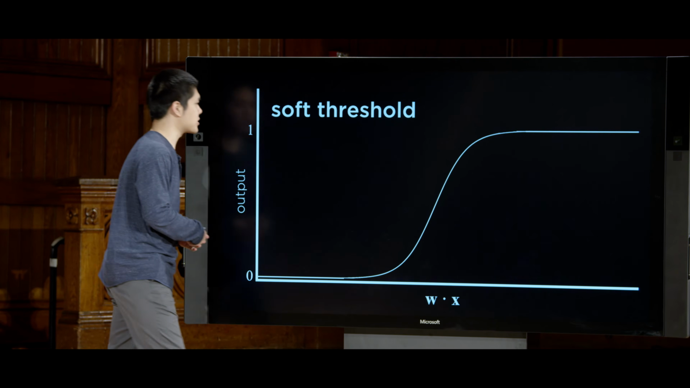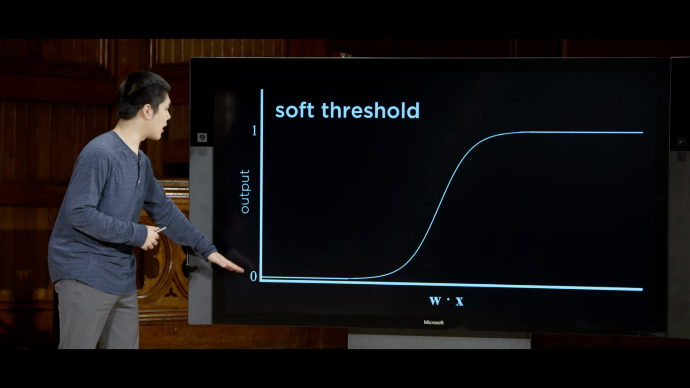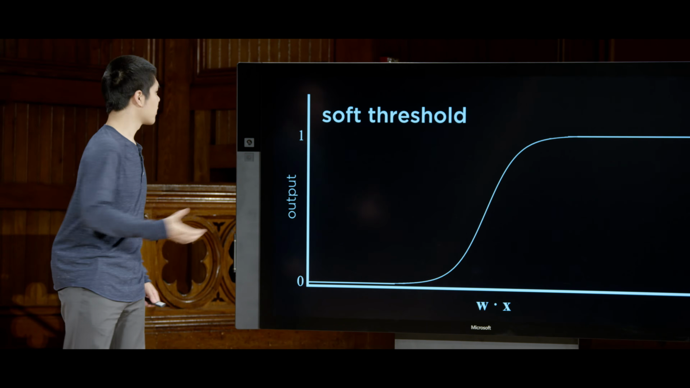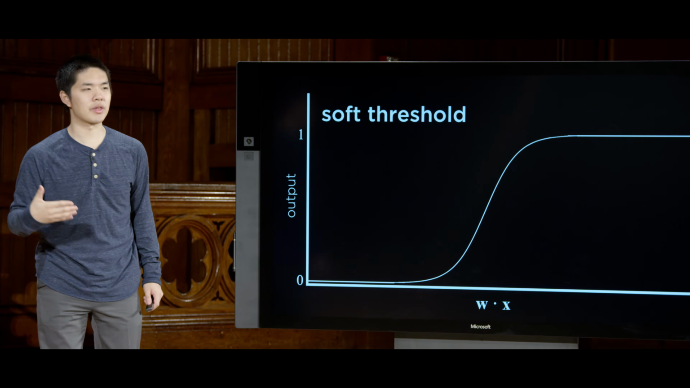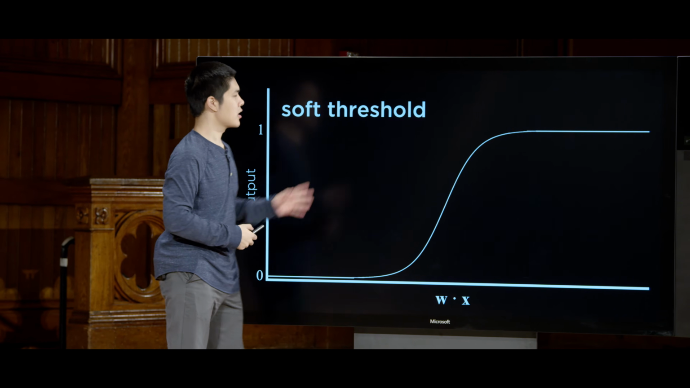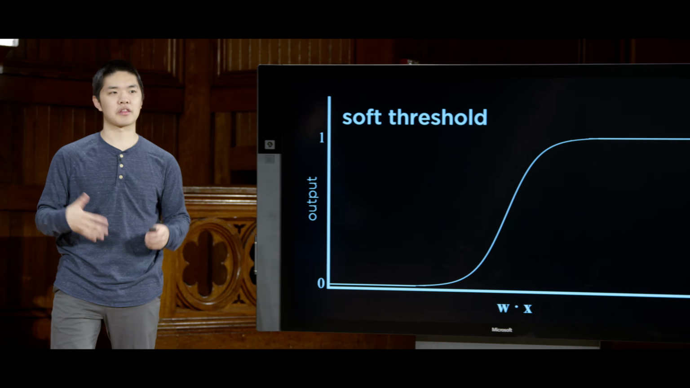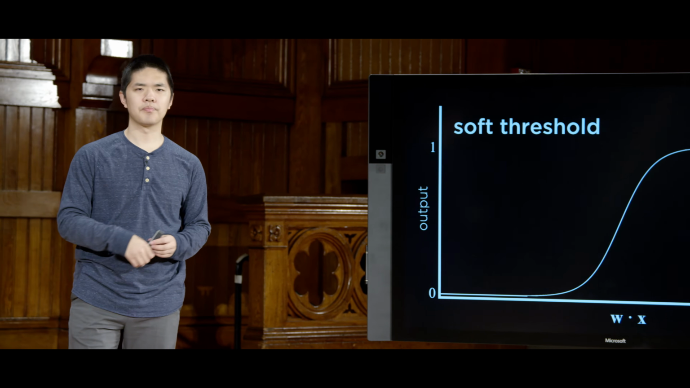So one of the advantages of the soft threshold is that it allows us to have an output that could be some real number that potentially reflects some sort of probability, the likelihood that we think that this particular data point belongs to that particular category. And there are some other nice mathematical properties of that as well.